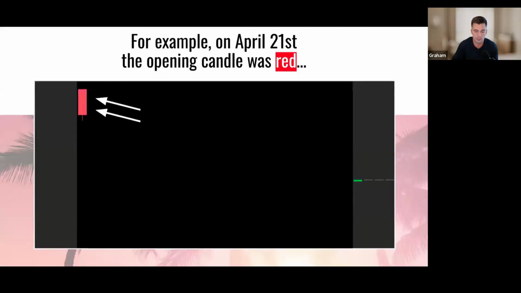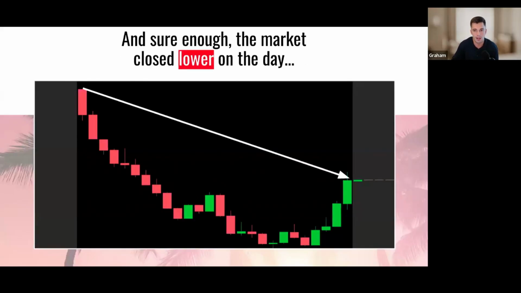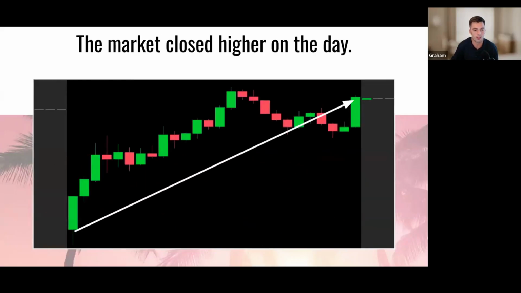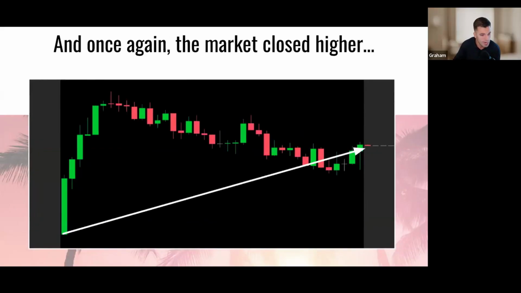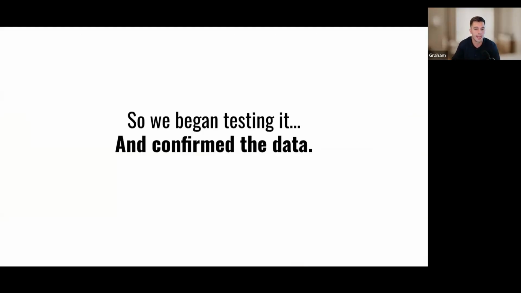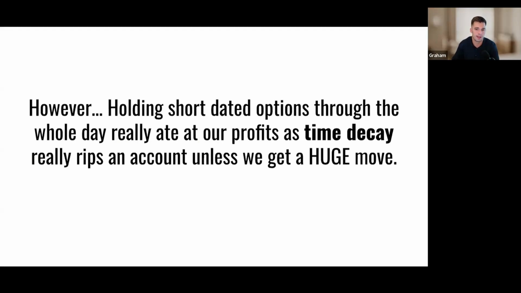We don't use 30 minutes, but that is the foundation of how we built this strategy. So here we go. Opening candle red, market closed lower. Opening candle green, markets closed higher, right? Not every single time, but 3 out of 4 times, that means markets are going higher. So we began testing it and we confirmed the data.